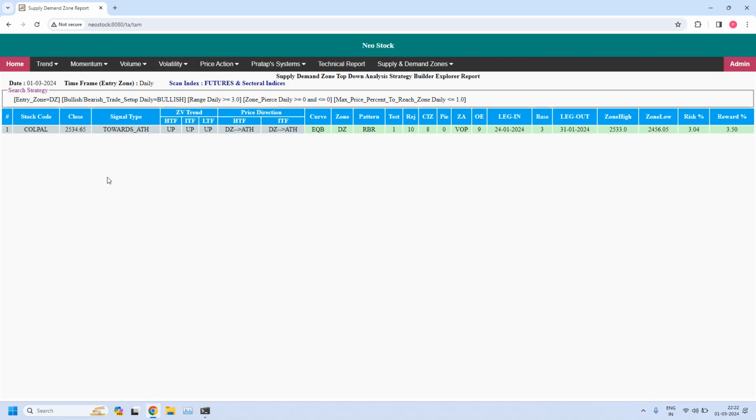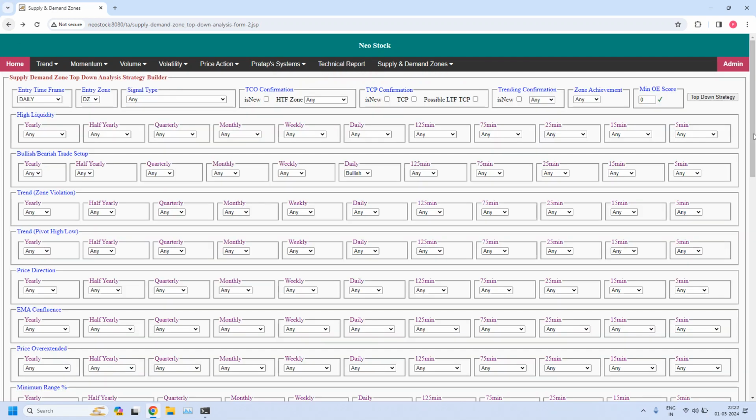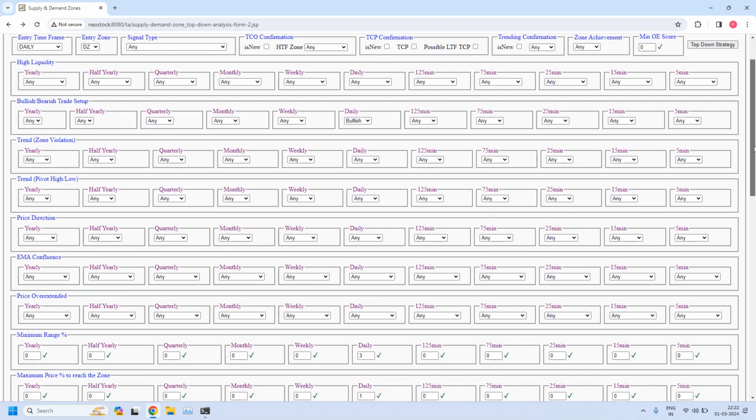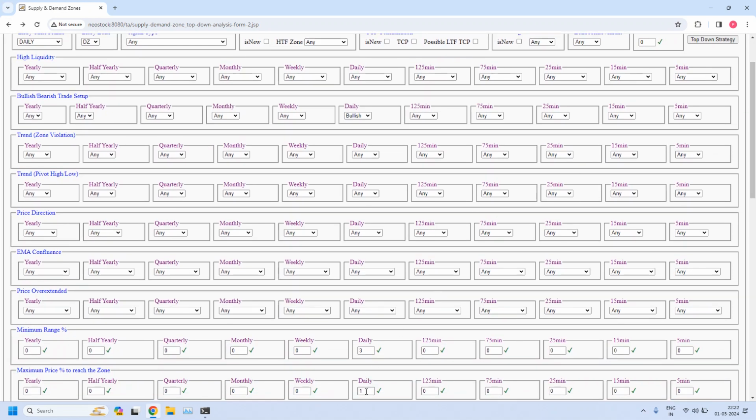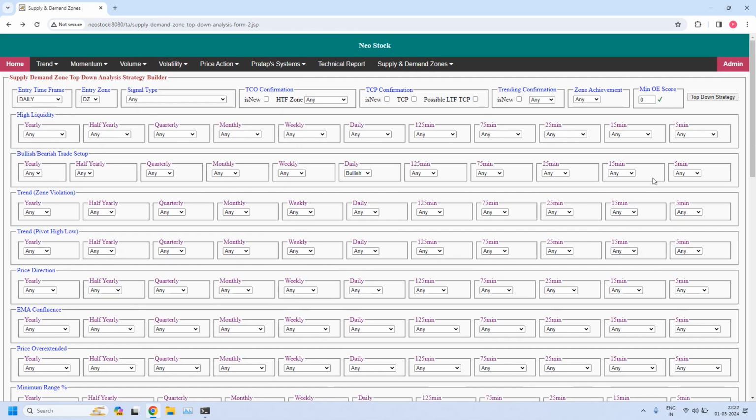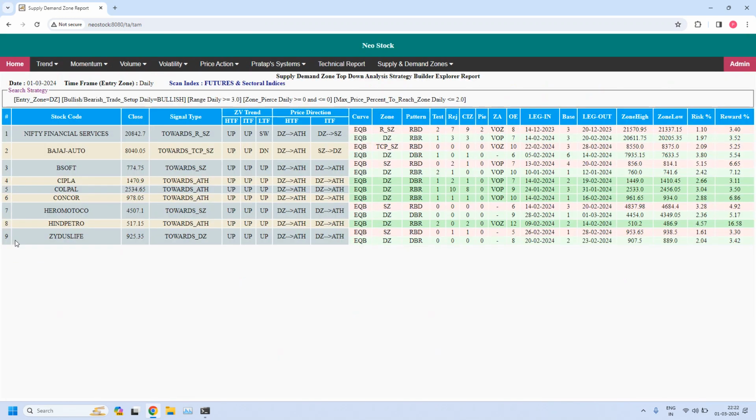Okay, now let us increase the list by adding 2%. How many stocks are within 2% of our demand zone? So I am changing the value from 1% to 2%. So within 2%, now we have 9 stocks.